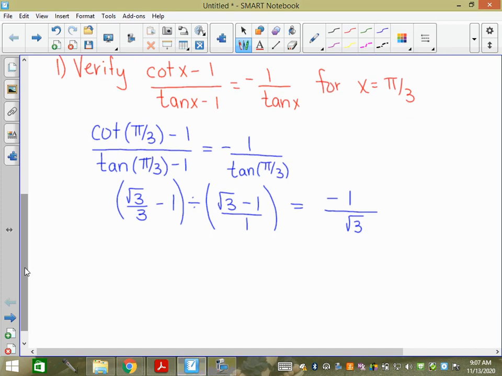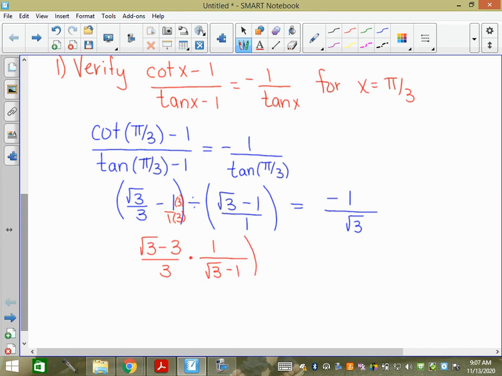We can't flip the right-hand side because the left-hand side is not a full fraction, correct? It has to be full fraction divided by full fraction before I'm allowed to flip. So I have to make this one a common denominator. So I'm going to multiply by 3 and 3. So I'm going to get root 3 minus 3 all over 3. Then I can flip it. Times 1 over root 3 minus 1.